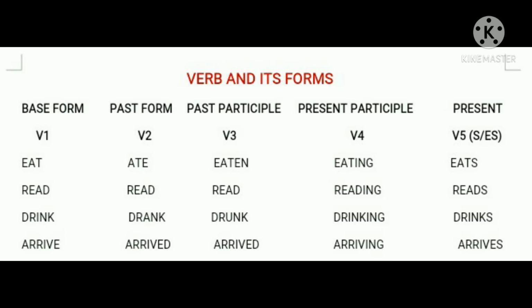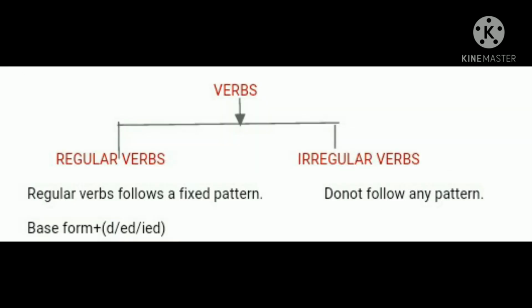So children, V2, V3, V4, V5, you can see there are different forms. Eat, ate, eaten, read, read, read, drink, drank, drunk, arrive, arrived, arrived. All the 4 verbs are having different forms. So regarding this, verbs can be divided into 2 categories: regular verbs and irregular verbs. Regular verbs follow a fixed pattern, that is the base verb plus d, ed or ied. And irregular verbs do not follow any pattern.